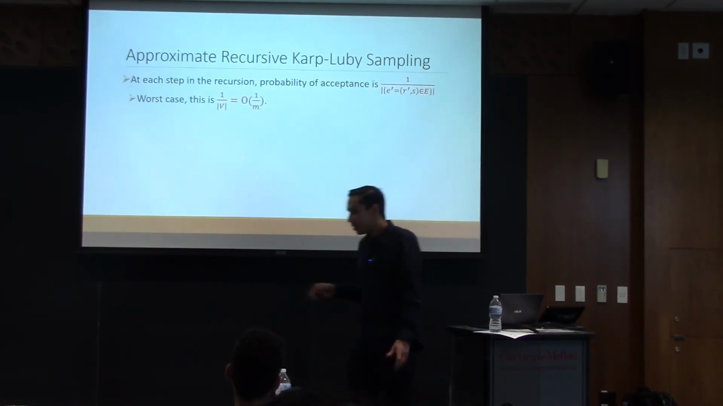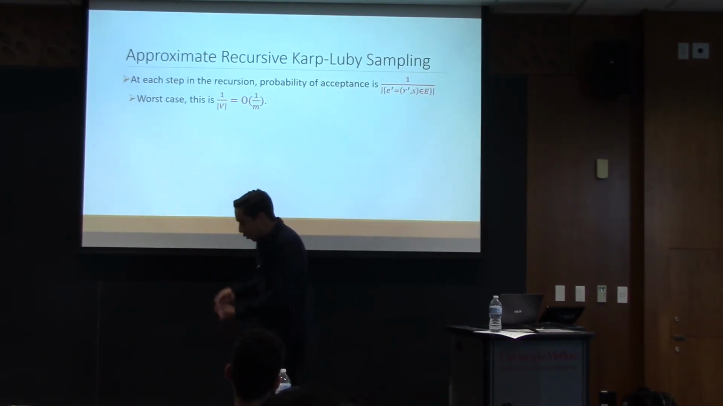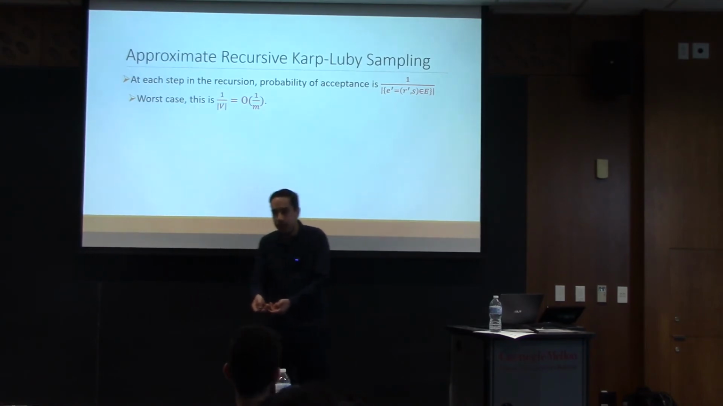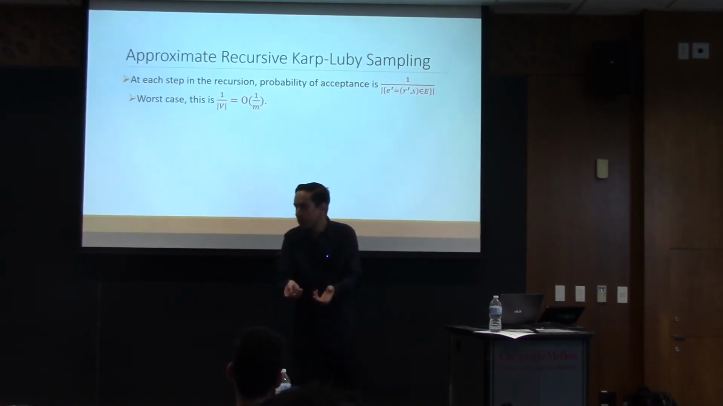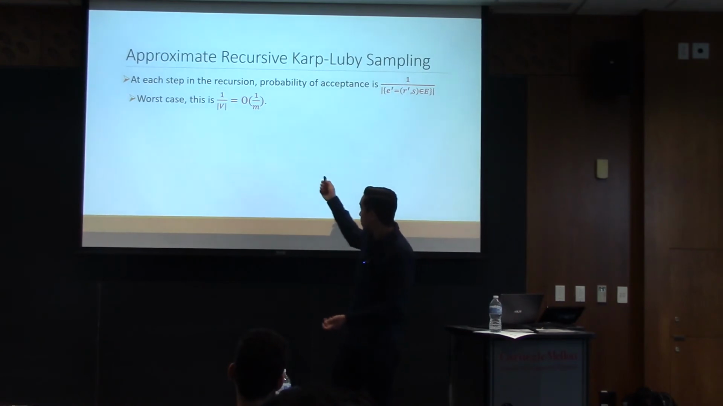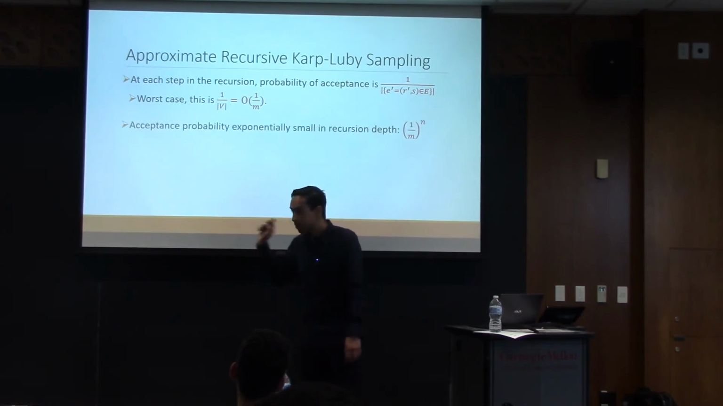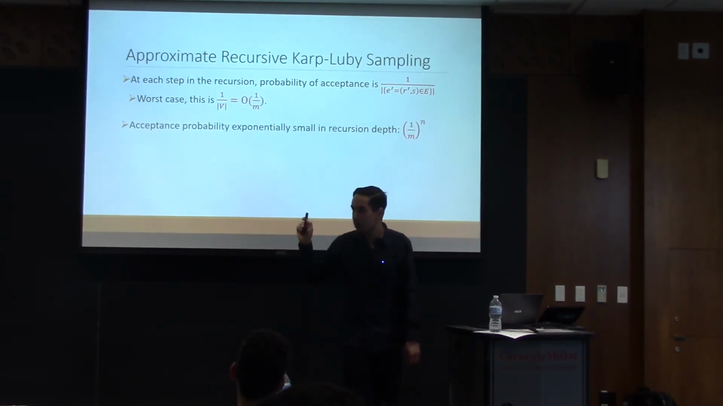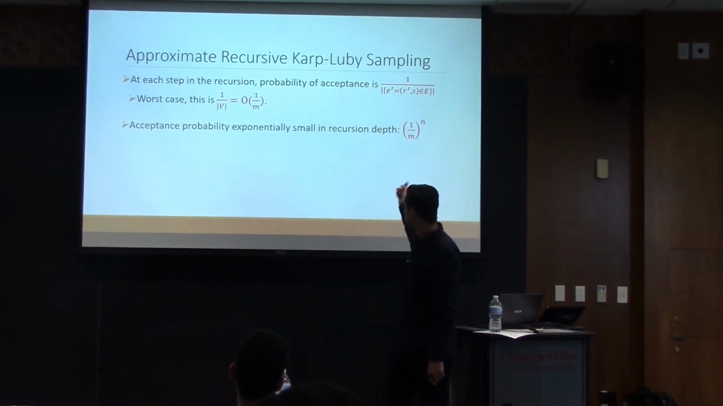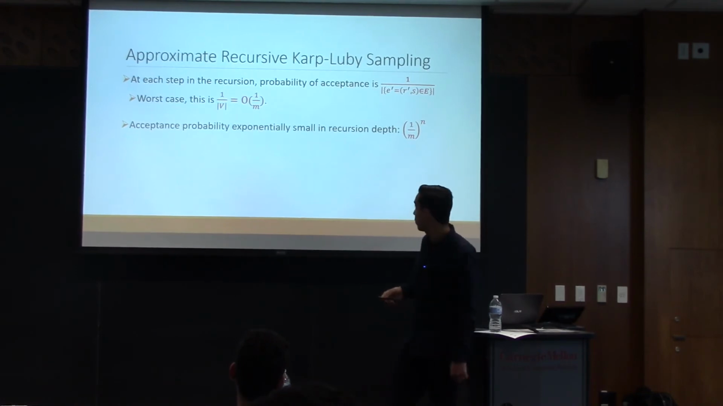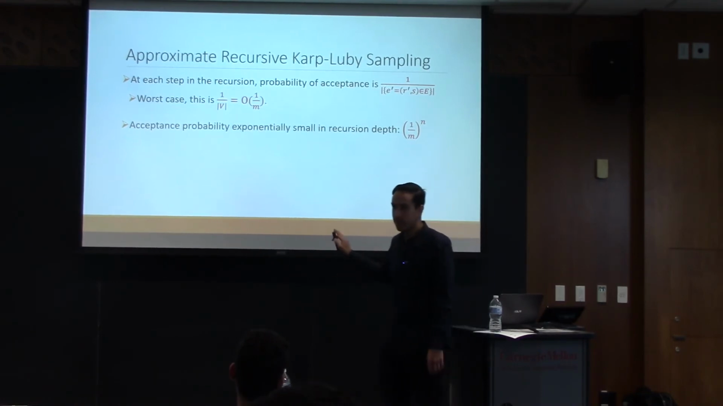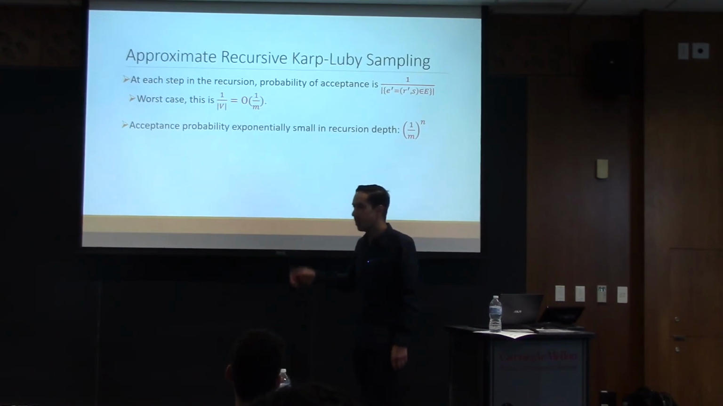Okay, so what's the issue with this? Well, the analysis is that I'm recursively calling this on itself, and each time I call it, I have some rejection probability. In the worst case, this rejection probability is like 1 over the number of edges coming into the vertex, and this can happen roughly every time. So the acceptance probability is becoming exponentially small in the depth of the recursion. It's going to be like 1 over the size of the graph to the depth of the recursion, which, as I've described it in this naive way, is n.